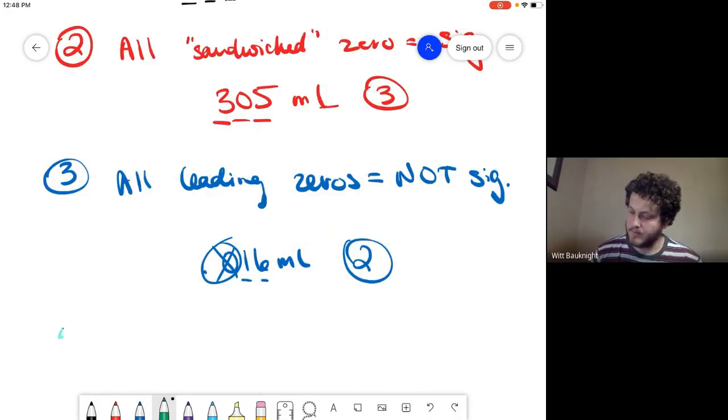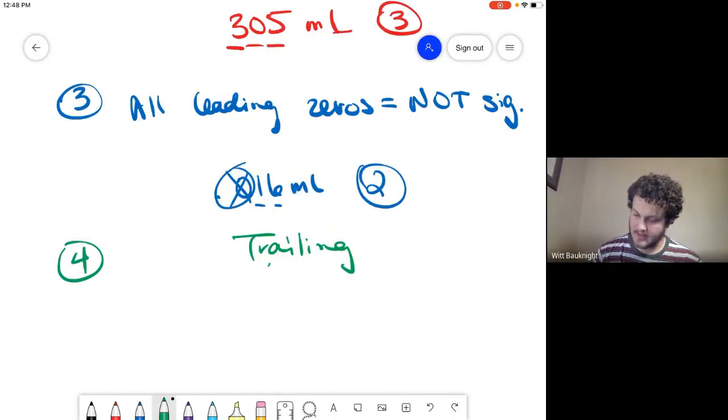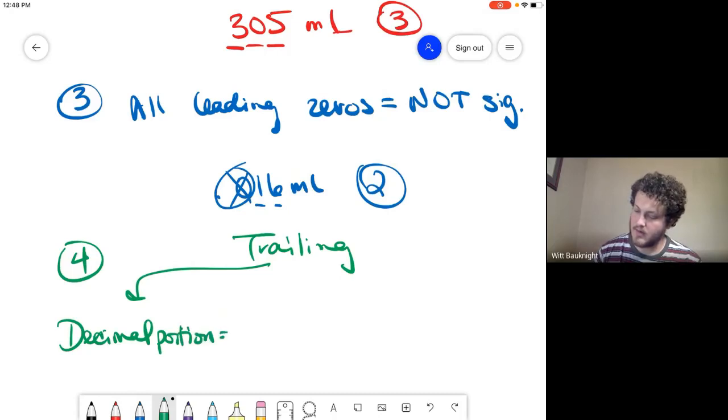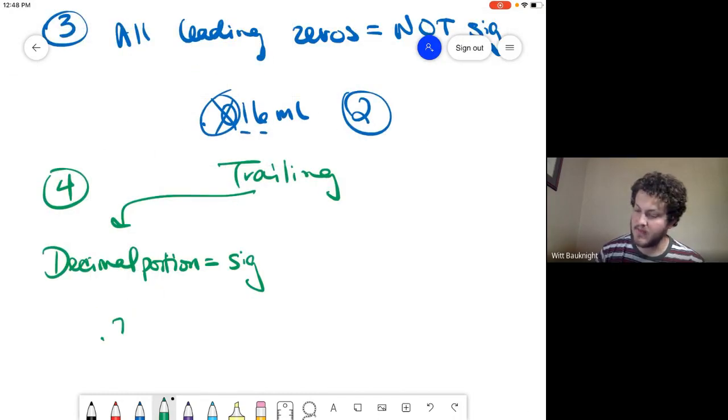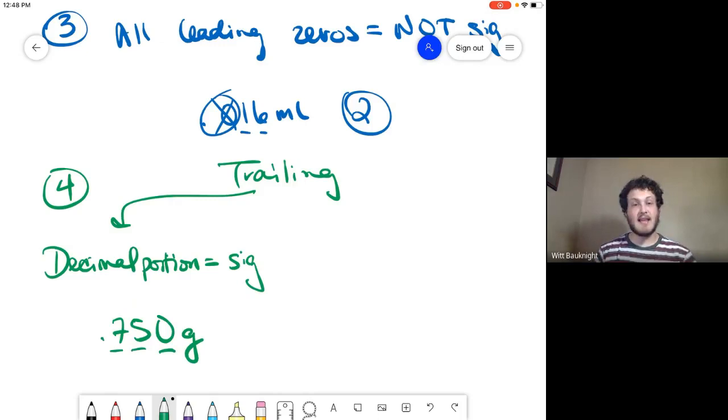Now, rule 4 is kind of two rules in one, and it's detailing trailing zeros. In the decimal portion of a number, zeros are significant. So if I had 0.750 grams of a sample, what that tells us is that this value, and this place, all three of them are significant. Why? Because it's a trailing zero, the opposite of a leading zero, and it's after the decimal. So this has three sig figs.